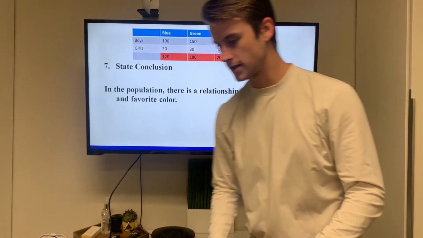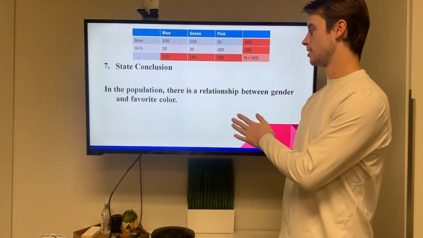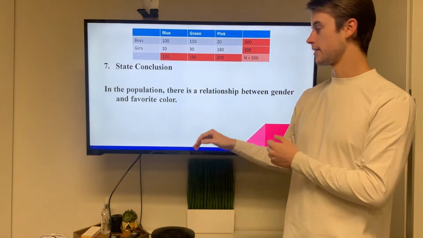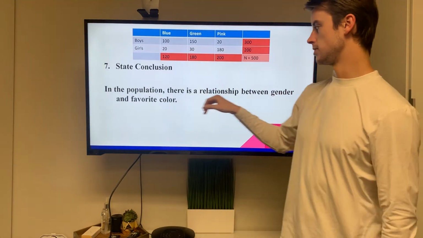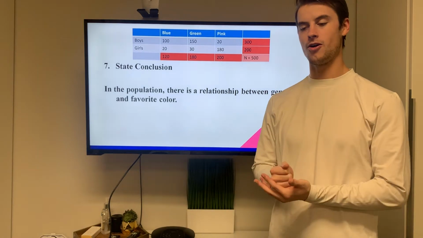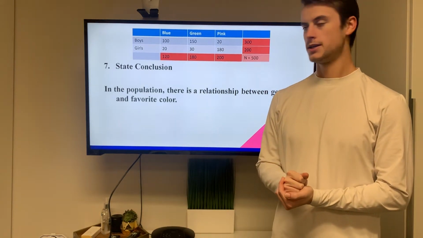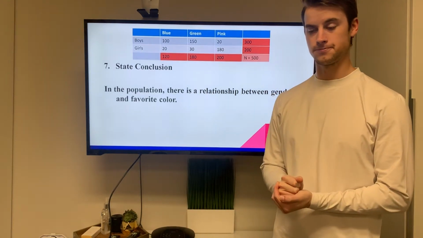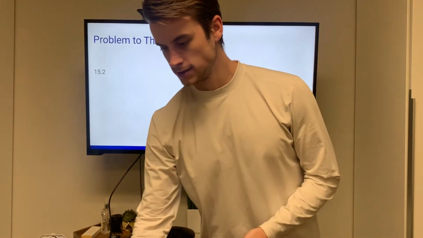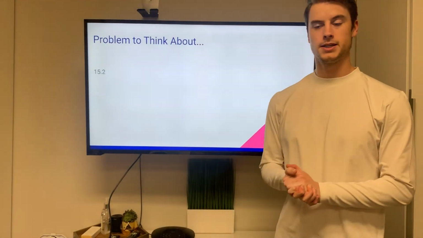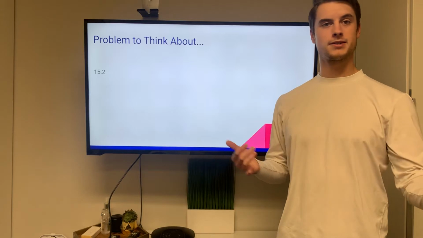So step 7, state the conclusion. In this population, we reject the null hypothesis, therefore there is a relationship between gender and favorite color. That means they are related, okay? They are not independent of each other, all right? That's all it is. Step 7.